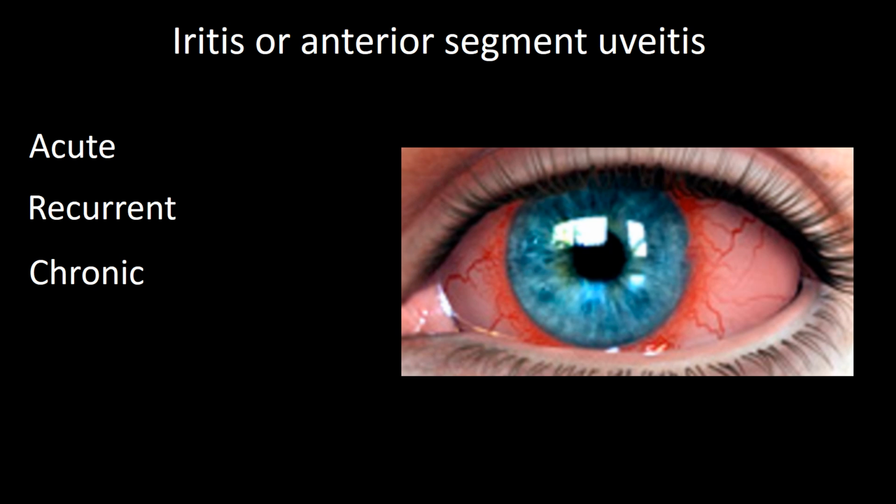Or chronic. The recurrent and chronic forms of iritis may be associated with systemic inflammatory disorders such as sarcoidosis, rheumatoid arthritis, juvenile idiopathic arthritis, and HLA-B27 associated conditions. Management and treatment of all types of iritis should be done by ophthalmologists.